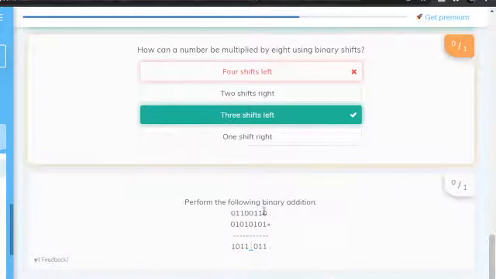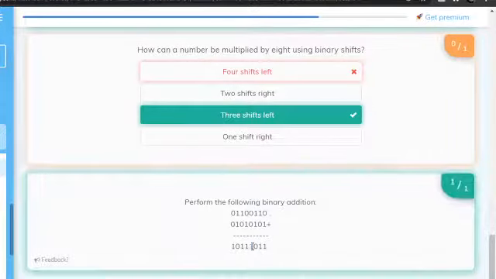Perform binary addition. 0, 1, 1, 1, 0, 1. So here is 1 and 1. So that's 0, carry the 1. 0, 0, 1 is 1.